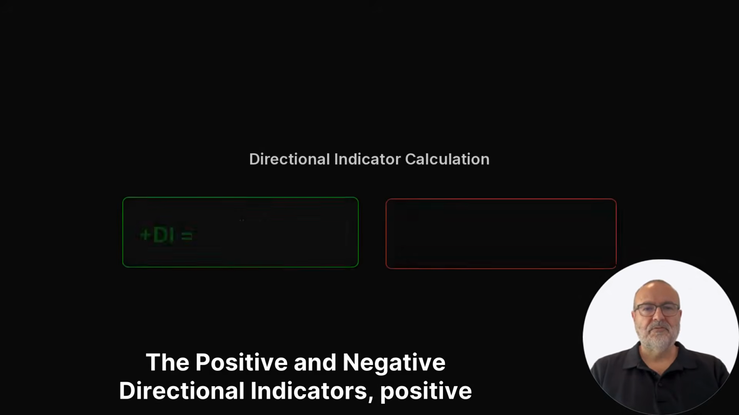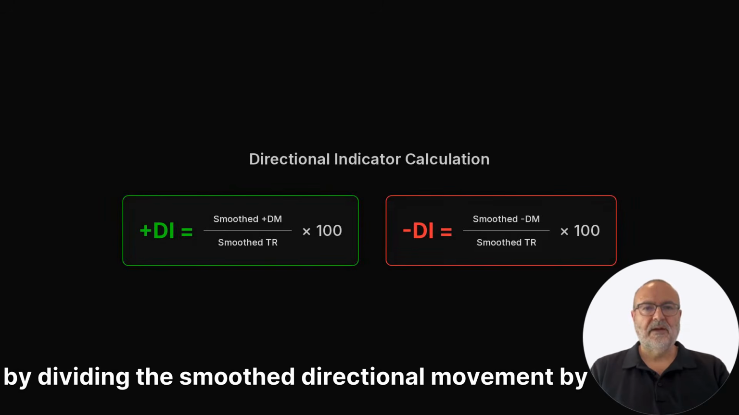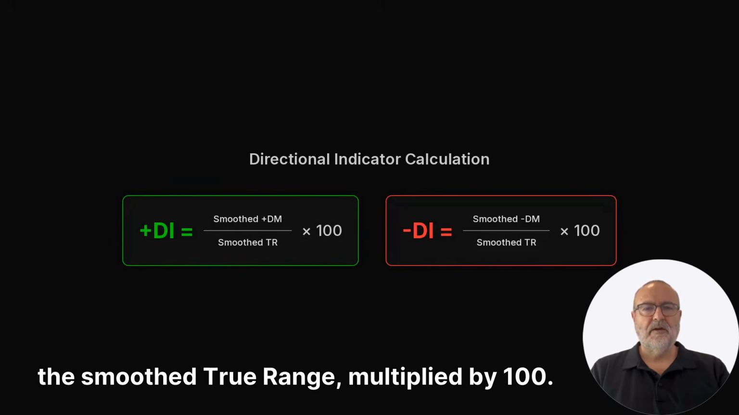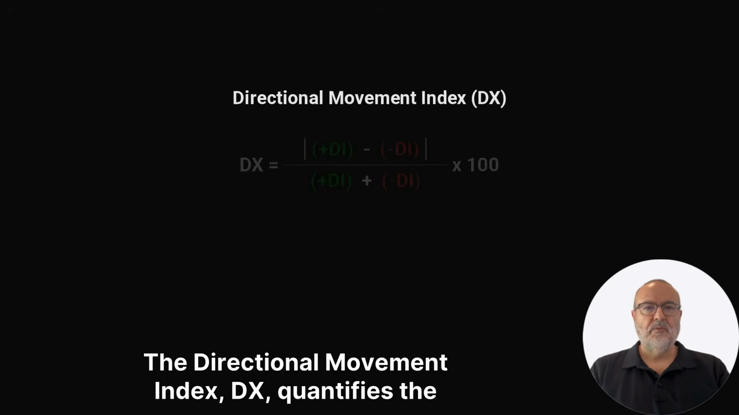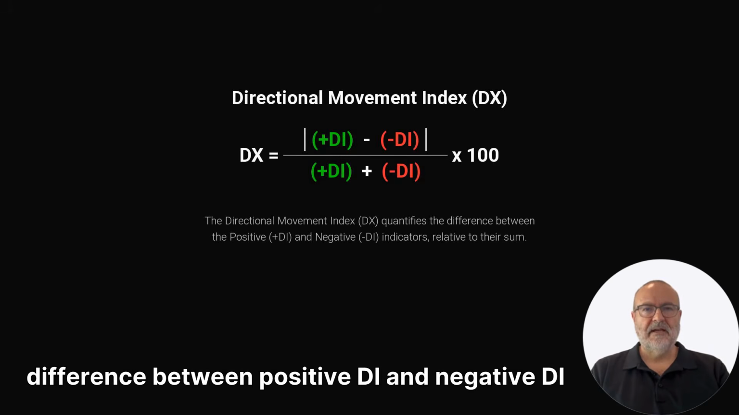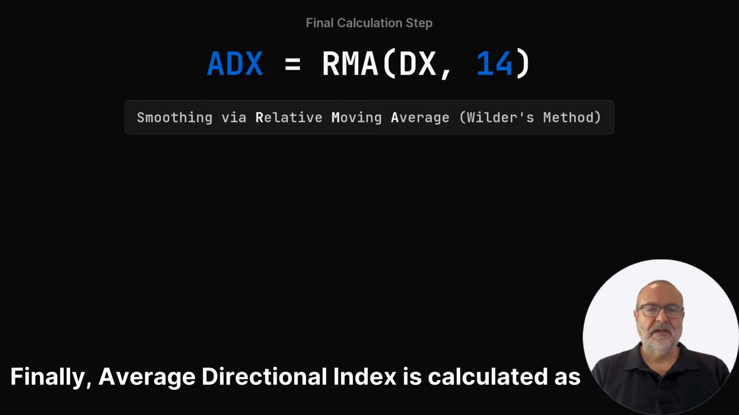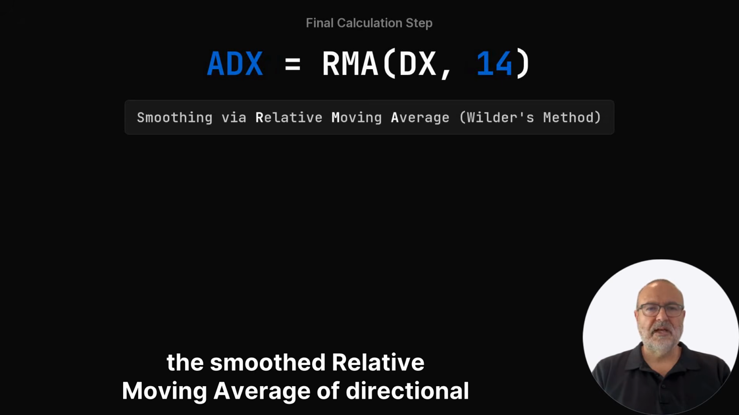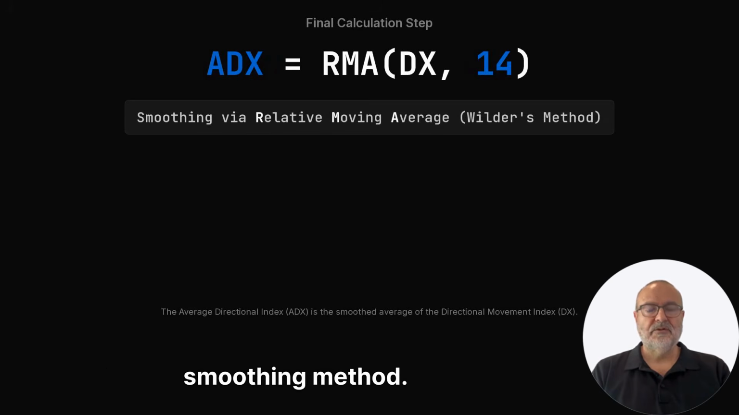The positive and negative directional indicators, positive DI and negative DI, are then calculated by dividing the smoothed directional movement by the smoothed true range, multiplied by 100. The Directional Movement Index, DX, quantifies the difference between positive DI and negative DI relative to their sum. Finally, Average Directional Index is calculated as the smoothed relative moving average of DX, typically over 14 periods using Wilder's smoothing method.